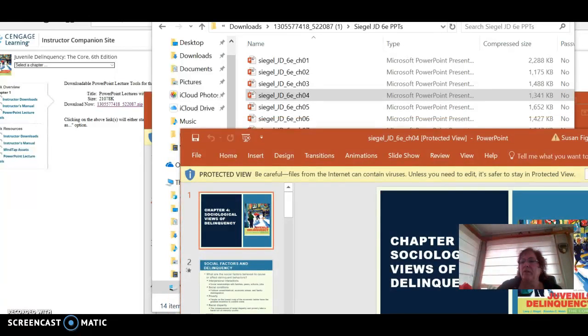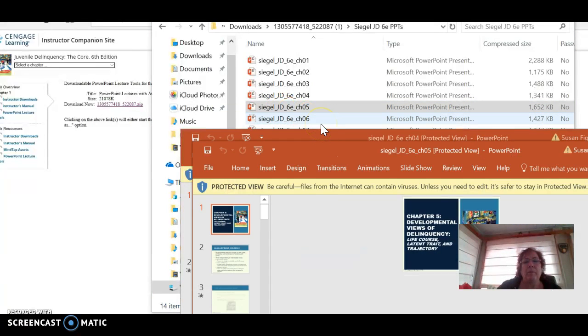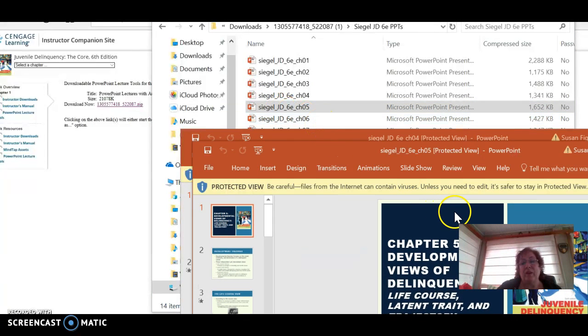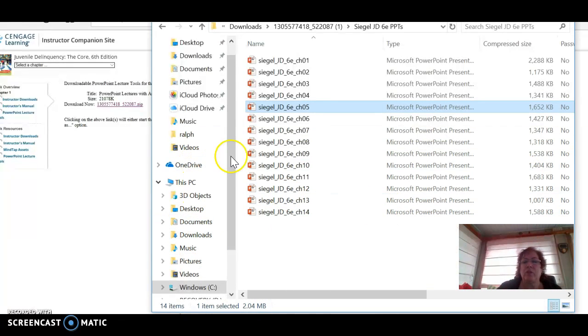Just go through your PowerPoints, find one that you like. If you don't know, all you got to do is call me. I'll be more than glad to help you find a good article to do, a good paper to do. But most importantly, enjoy it. Developmental, a lot of you are psychology majors in here. Doesn't get much better than this chapter, does it? That's chapter 5.